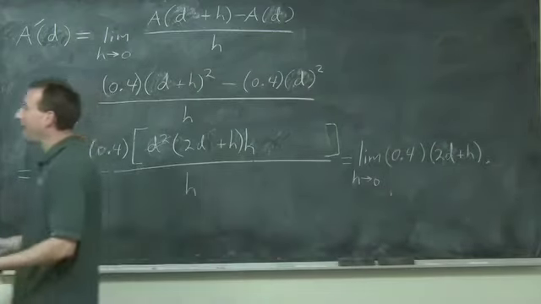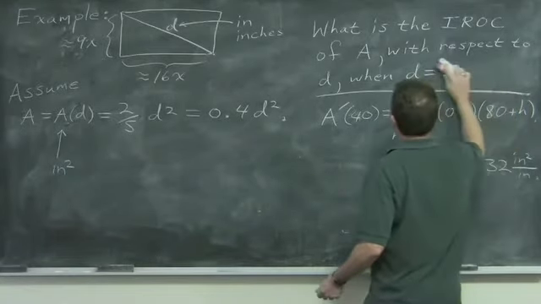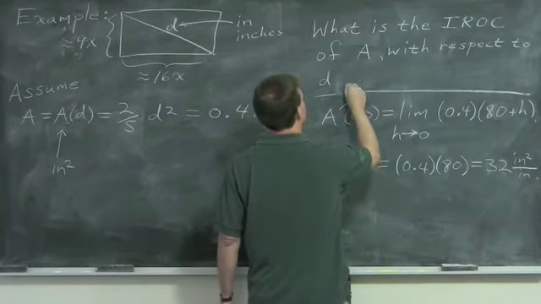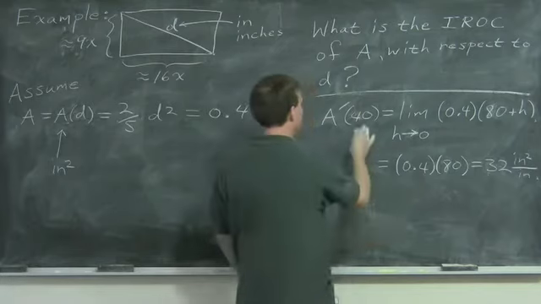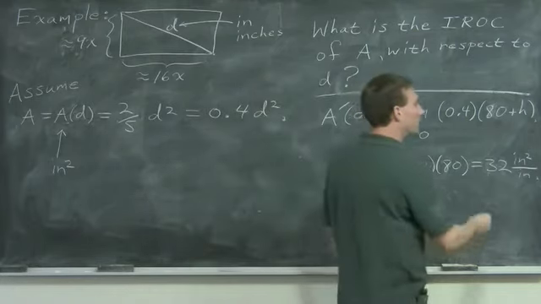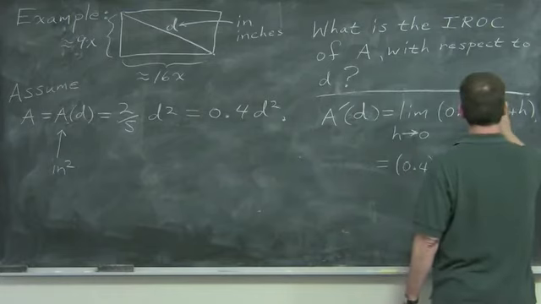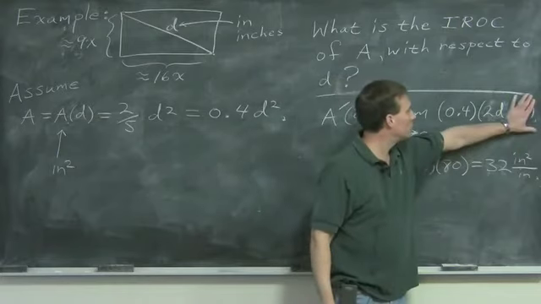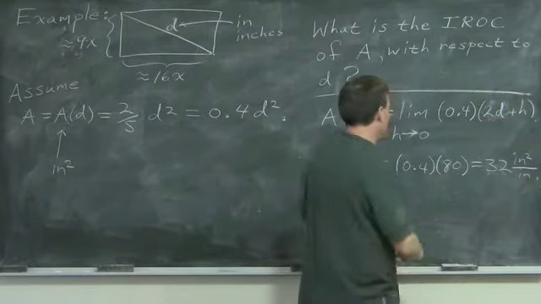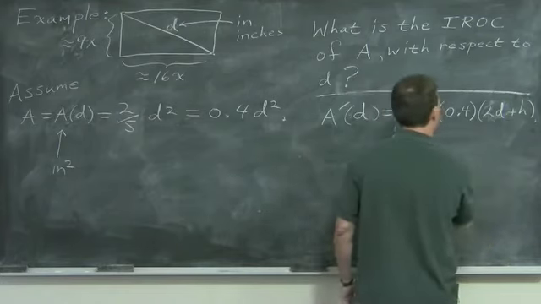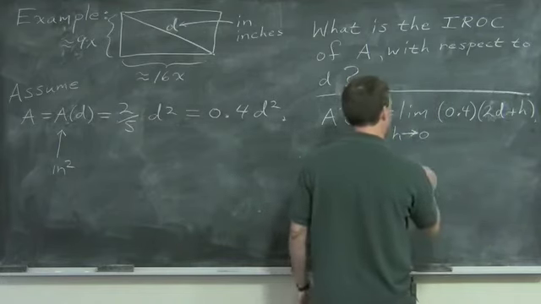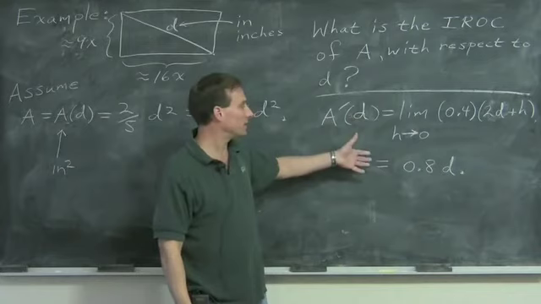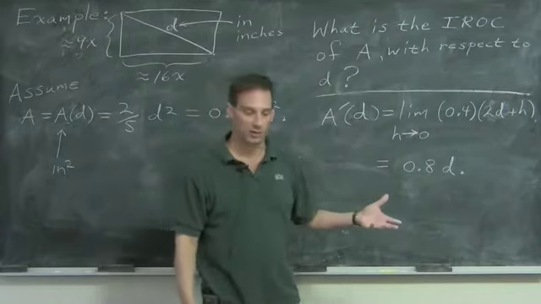And so what we're getting at any d value, so just leave off the "when d equals anything." What is the instantaneous rate of change of a with respect to d for any d value? You get a new function of d. Here you would get 2d. As h approaches 0, this part just approaches 2d. And so what you're always getting here is 0.8d. This is the derivative function. It's actually a function of the same variable that a was a function of.